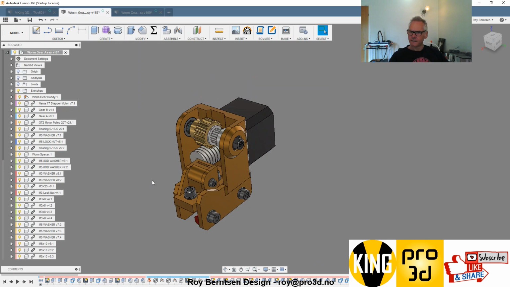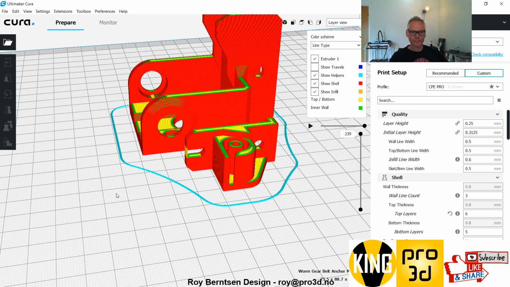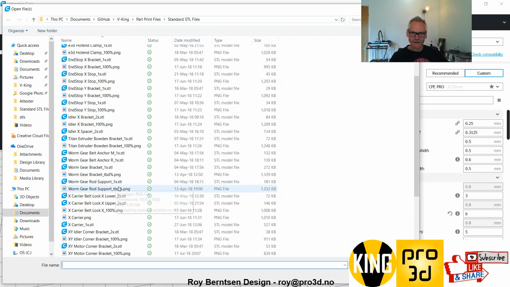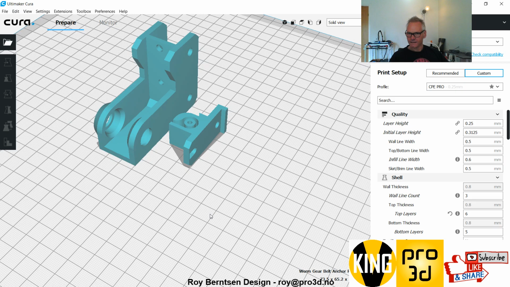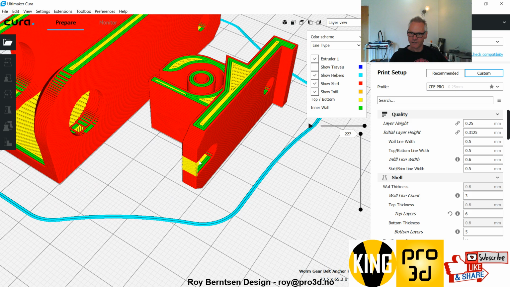So let's also do the rod side. So again, let's just print those very quick, repetition is always good. So worm gear rod support, one of those, and belt anchor R, one of those. Okay, flip it on its back like this, and this one on its side like this, and slice three perimeters, 30% infill. And again, there's a thin wall, need to cut that away and print.